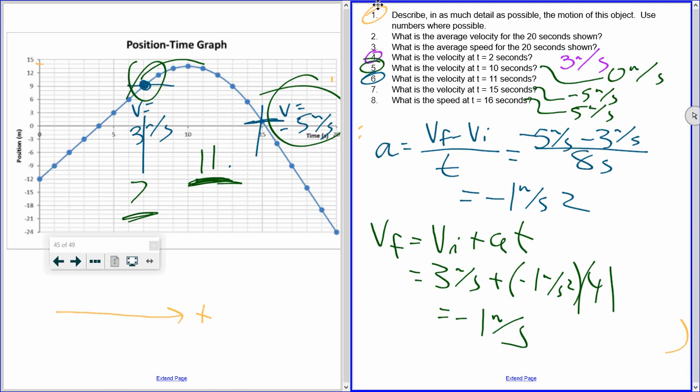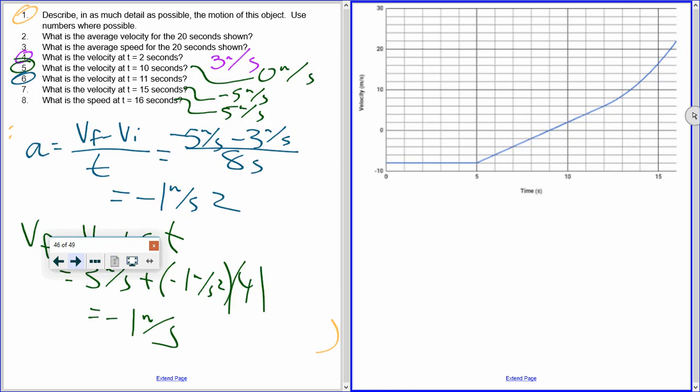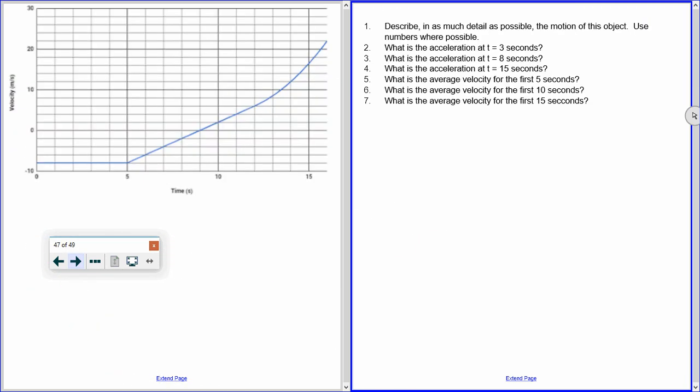All right, let's take a look at a velocity time graph. Okay, so here we got this velocity time graph. All right, so number 1, once again, asks you to describe the motion. So see what you can figure out here. So all of these problems, 1 through 7, I'll pause the video, or you pause the video.